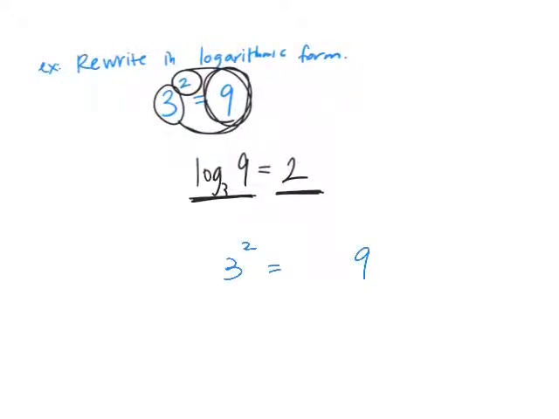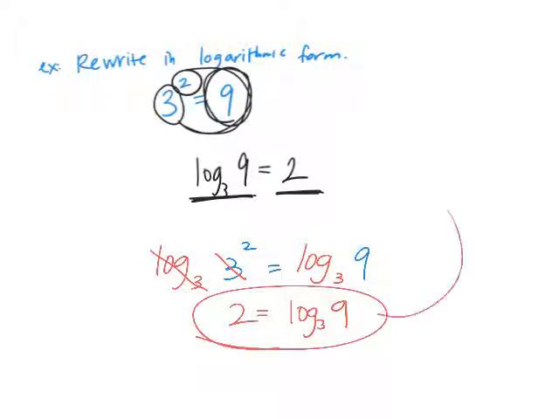Here's another way to think about this. You can take the log of each side, remember that's an operation you can do, and take the log base 3 of each side. And I do that because then the log and the exponent will cancel out, giving you 2 is equal to log base 3 of 9. Notice that we get the same exact expression here. Log base 3 of 9 is equal to 2. More on this later when we solve equations.